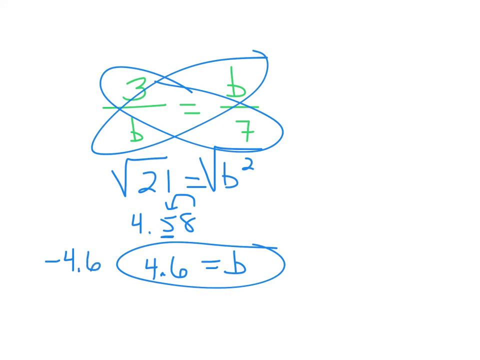So if you don't have a perfect square, just grab your calculator, you're looking for the square root button, and that should take care of it.